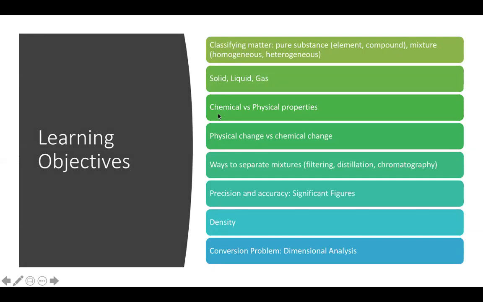We'll talk more about that. And also you need to know what is chemical versus physical property and what is physical change versus chemical change. You also need to know how to separate the mixture. In this unit, we learned 3 different methods that you can do, which is filtration, distillation, and chromatography. We also revisit our significant figure and precision versus accuracy. You'll also learn density and how to measure density, and also dimensional analysis. So we'll revisit dimensional analysis.